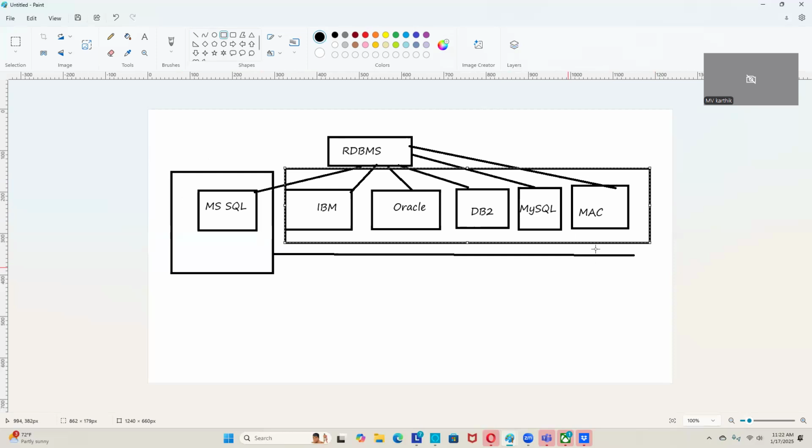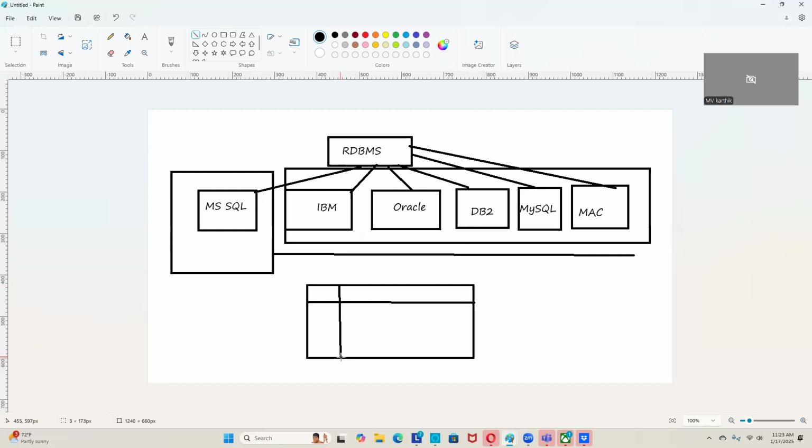In an RDBMS, I told you we represent data in the format of tables. So how do we represent the data in a table? This is my table. A table contains rows and columns, so it is divided into rows and columns. I have the columns and I have the records. For example, I have a customer, so I have a customer ID, and another one is customer name.